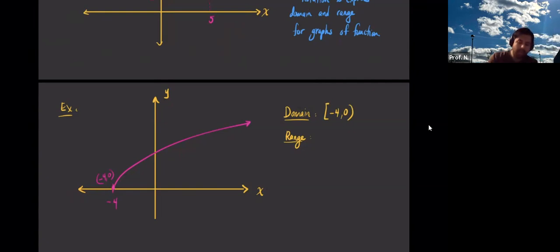Okay. And then the range, what's the range going to be? The range is going to be everything above 0. If you look at the y values, right? If you look at the y values, it's going to be everything from 0 and above. This will be 0 to infinity. Do you see that? So that's going to be the domain and range for this particular graph.